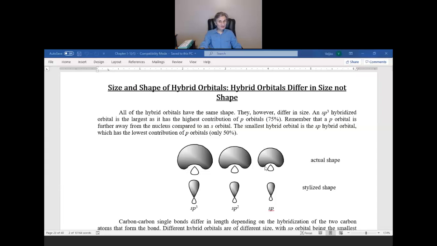And that explains also the length of carbon-hydrogen bond. Because carbon-hydrogen, hydrogen is at the other end. If it's sp hybridized carbon, it's the smallest hybrid orbital, so it's the shortest and strongest bond. sp3, largest orbital, longest bond, because hydrogen is at the other end.